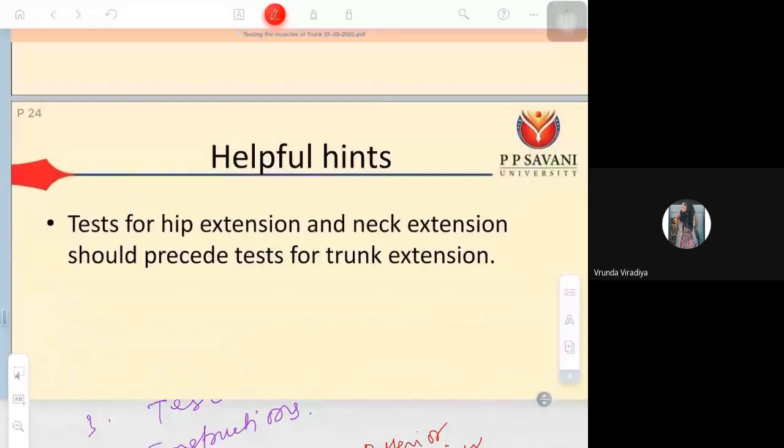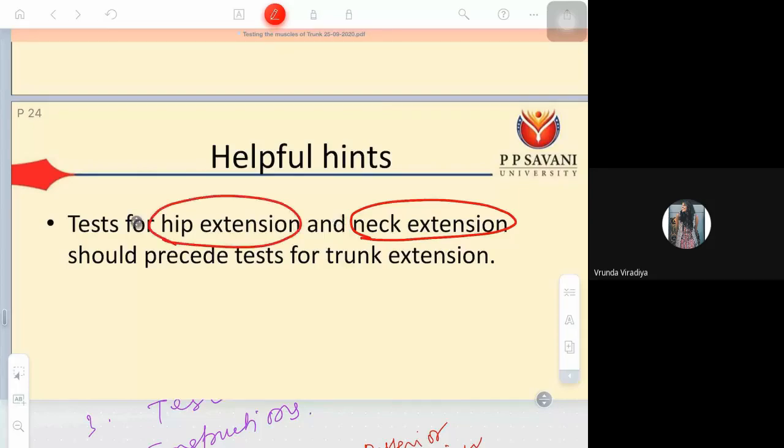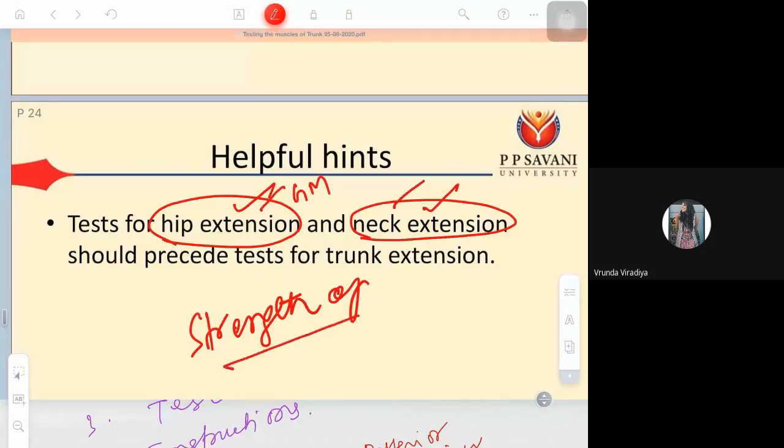First, you have to test the strength of cervical extension and hip extension. Strength of hip extension muscles, that is gluteus maximus, and cervical extension, you have to do the strength test for these two regions. Then only you have to proceed to trunk extension.